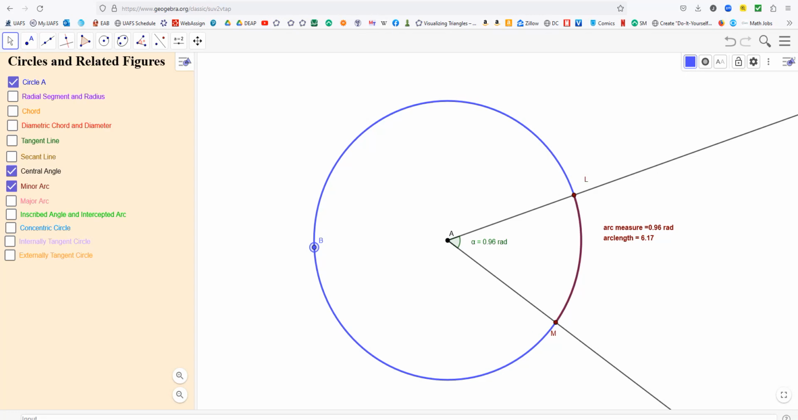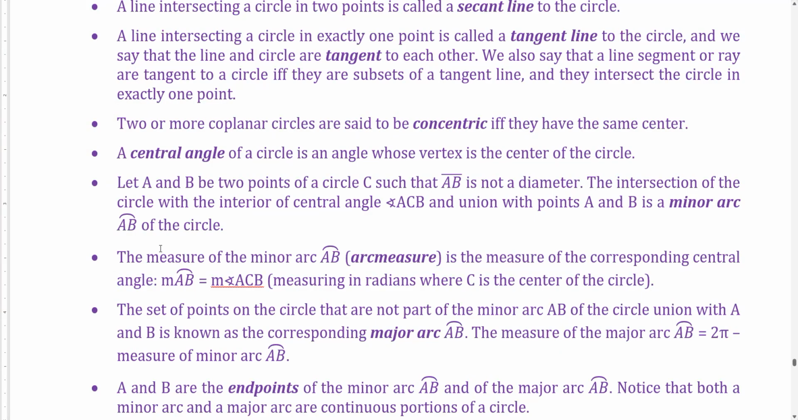So this is what's called a minor arc. Here's the definition of that. Let A and B be 2 points of a circle C such that the line segment AB is not a diametric chord, I should say.